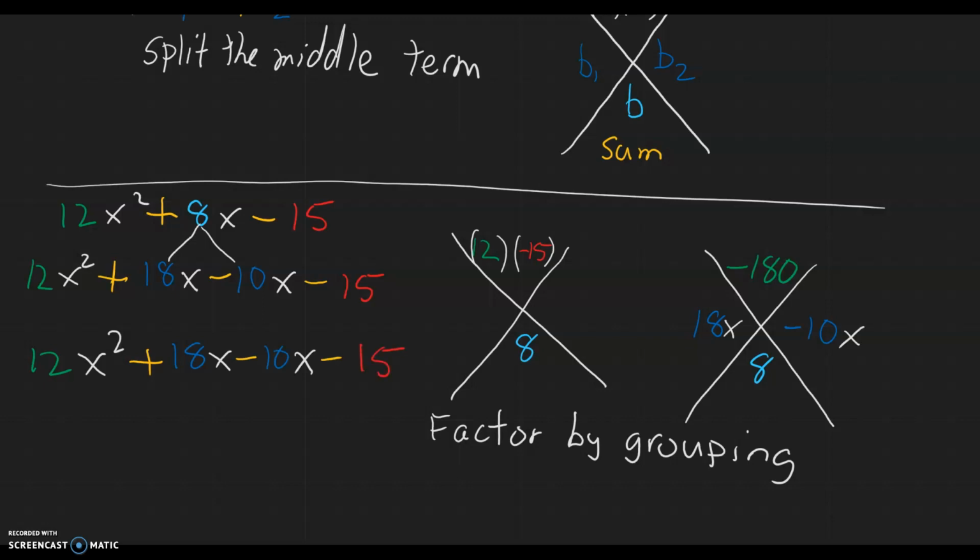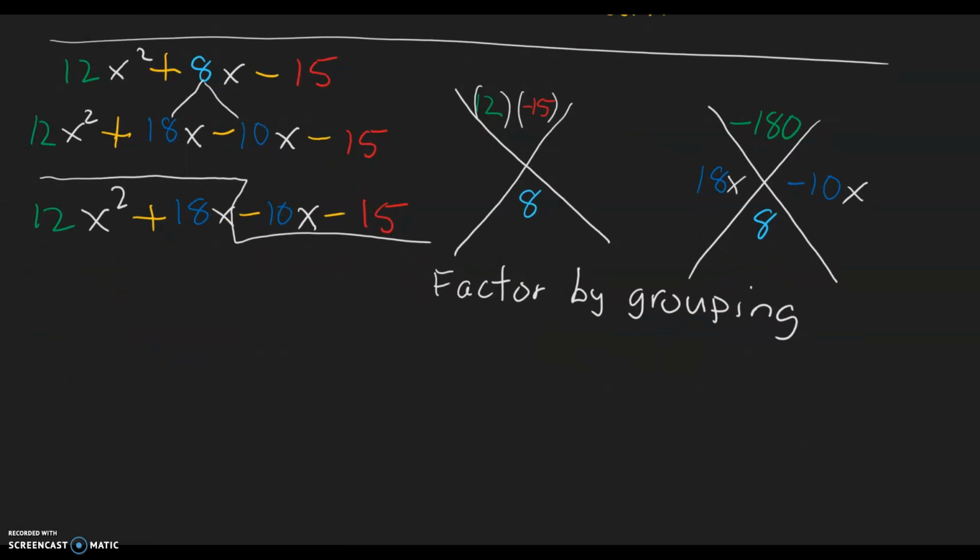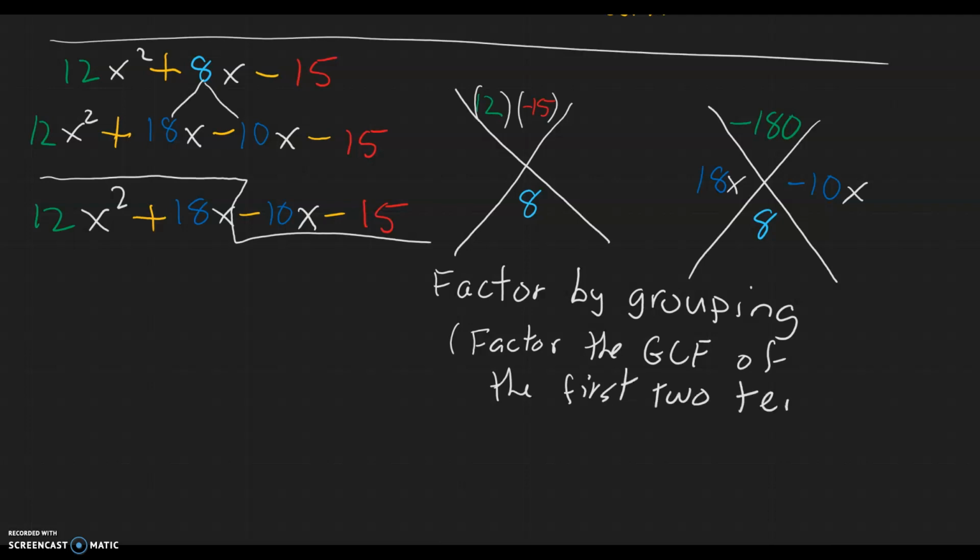Okay, so I sometimes call this the Harry Potter method because this symbol right here kind of reminds us of the Harry Potter symbol. And when we factor by grouping, we actually want to factor out the GCF of the first two terms. So I'll write that over here. So we're going to factor out the GCF, greatest common factor, of the first two terms.